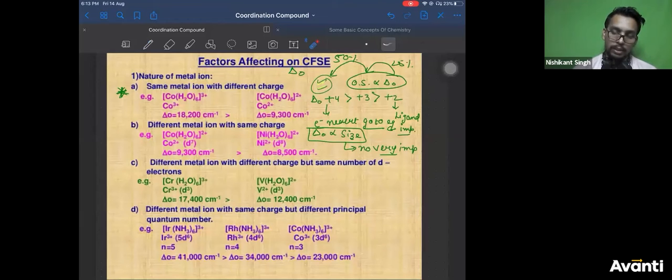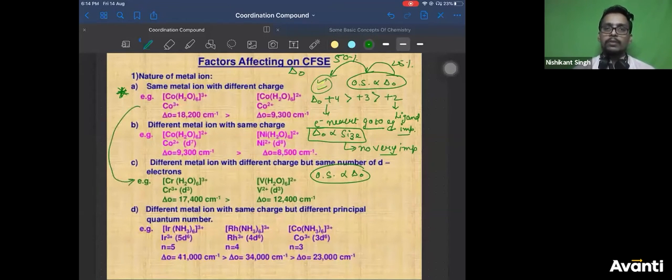Correct, Chandan. The third one is different metal ion with different charge but same number of d electrons. This is also not important because there are two factors here. You can see the same number of d electrons, 3d3, with different metal ions but different charge. So it is exactly the same as the first one. The only difference was that there your metal ion was the same. So you apply the same concept: charge or oxidation state is directly proportional to your delta O value. It is a subset of the first one. Do not worry about it. Again, it is not important.